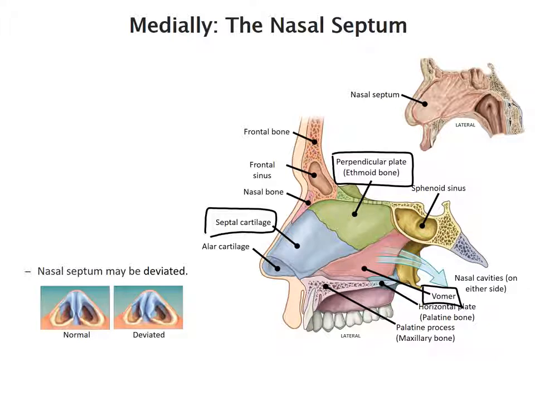Typically, the nasal septum is relatively smooth, flat, and runs in the midline between the two nasal cavities. On occasion, the nasal septum can deviate to one side of the nasal cavity or the other. Severe deviations can be corrected surgically.